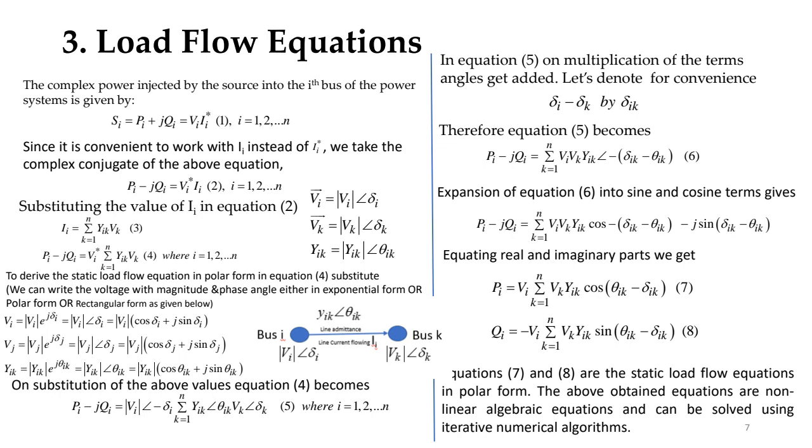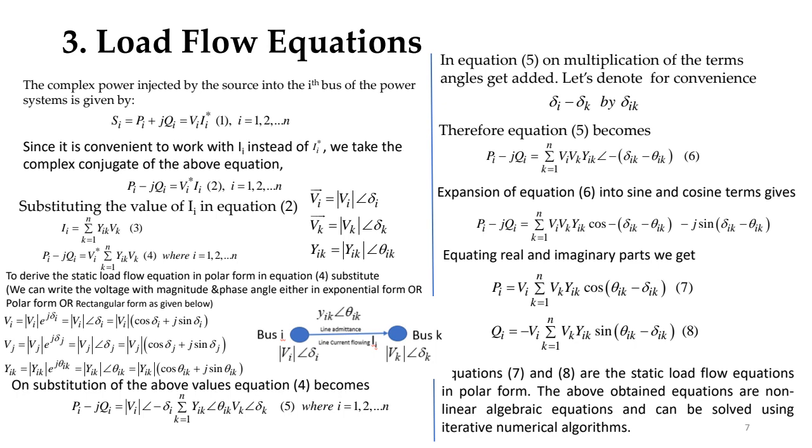So basically equation 1 and 2 are the same; the only difference is that in equation 2 we took the complex conjugate. And then what we do is substitute the value of Ii in equation 2. So what is Ii? From the previous step, when we formulated the Y-bus matrix, we applied KCL for the 3-bus system, and we also represented it for the n-bus system.